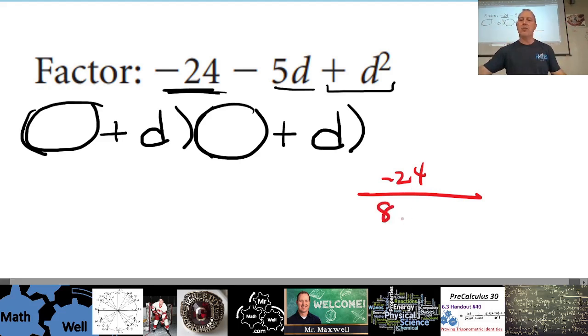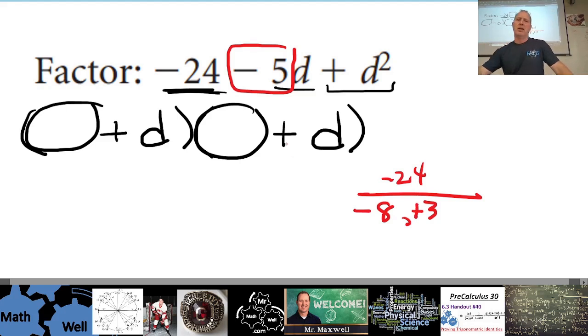Now 8 and 3. If one of these had to be negative, looking at this middle term, which one would you think should be negative? Negative 3, negative 8? If it was negative 3, I would have positive 8 minus 3 would give me positive 5. So it's going to have to be this one.